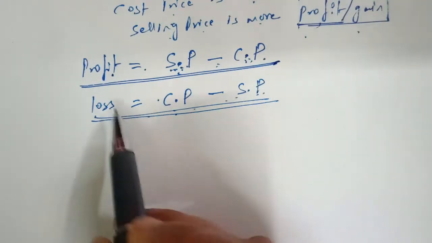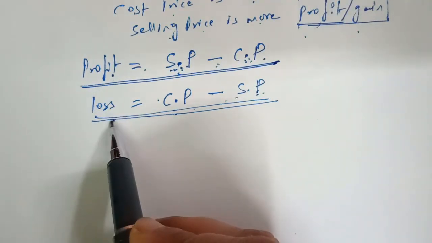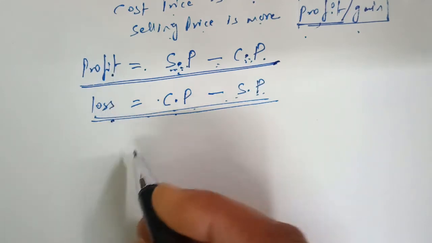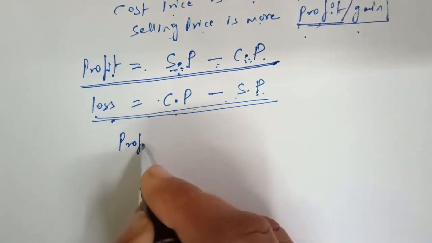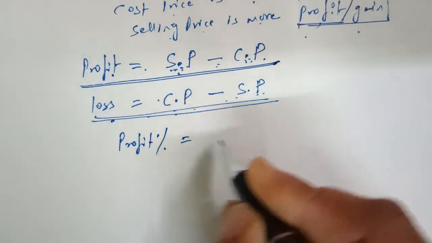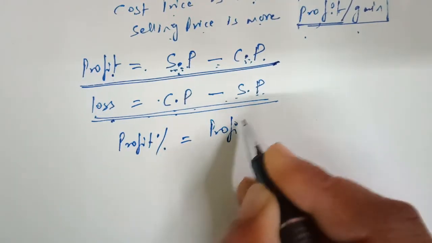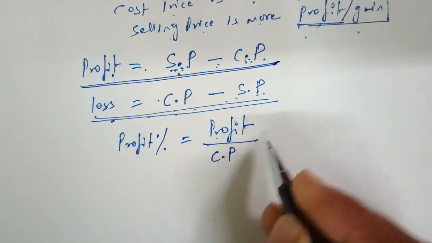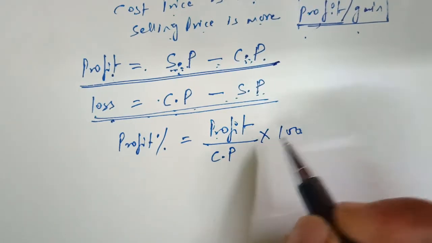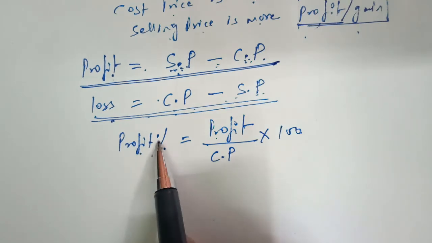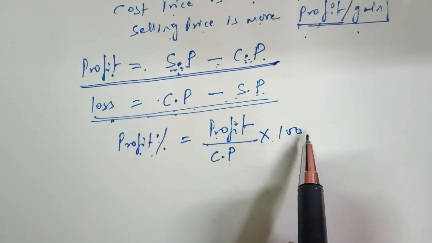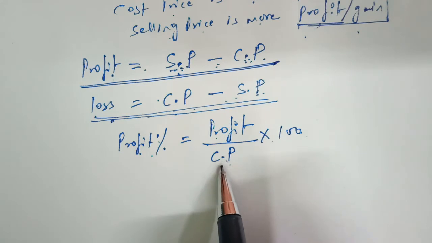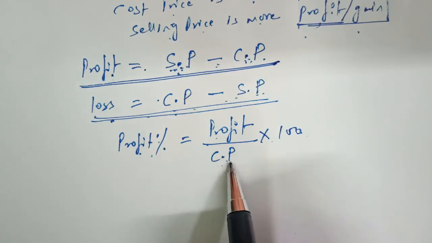Now if you have to find profit and loss in terms of percentage, then how can it be calculated? For finding profit percent, we have to calculate according to this formula: profit upon cost price into 100. As we have to find profit percent, so profit upon cost price into 100. At the denominator we have to take cost price. Why are we taking cost price? Because we have to compare with the price at which the article has been bought.